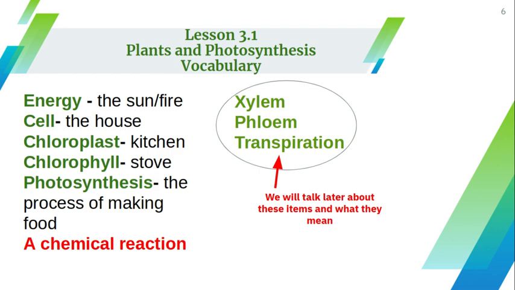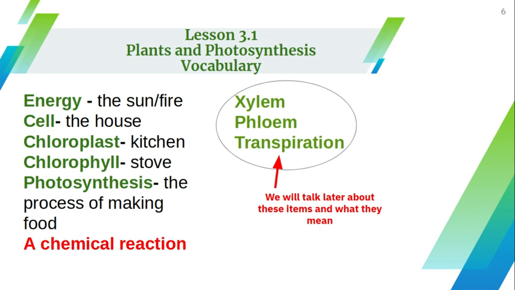Some vocabulary words for this unit would be energy. Now, what I'm going to do is compare it to your own kitchen where you make your food. Energy, that's like the sun, but in your kitchen, it's the fire that cooks your food. The cell is like the house where food is made. Chloroplast is like the kitchen inside your house, just like the chloroplast is inside the cell. Chlorophyll is the stove inside the kitchen, just like chlorophyll is inside the chloroplast. And photosynthesis is the process of making the food. It's a dynamic chemical reaction.